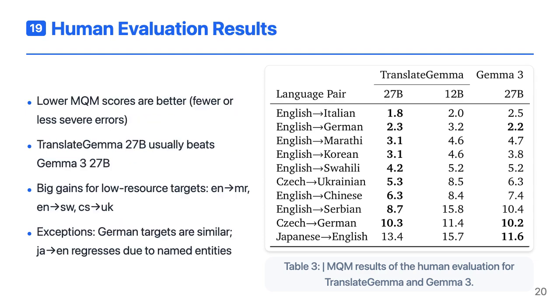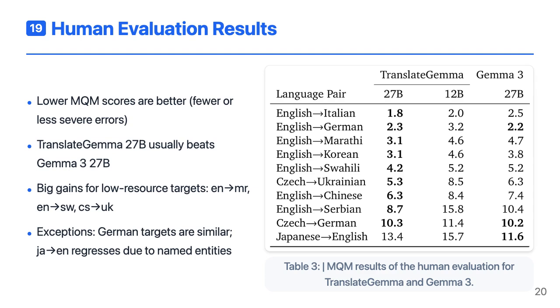The MQM results mostly confirm the automatic metrics. TranslateGemma 27b generally has lower MQM scores than Gemma 3 27b, meaning fewer or less severe errors. The gains are especially notable for low-resource language pairs. For example, English to Marathi improves by about 1.6 MQM points, English to Swahili by about 1 point, and Czech to Ukrainian by around 1 point.